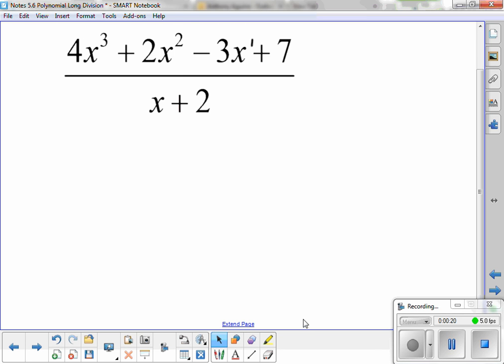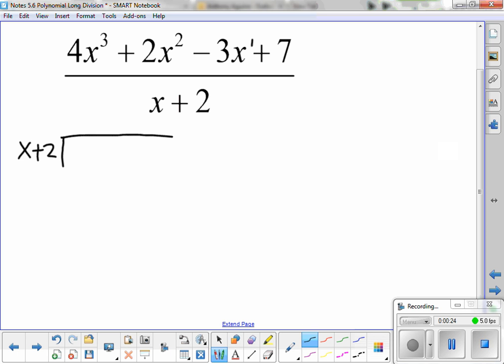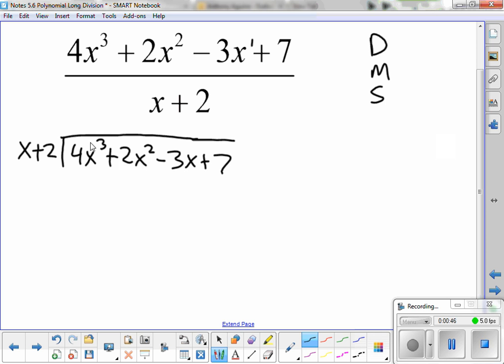So you're going to take the x plus 2, put it outside, and then inside your division, you're going to have 4x cubed plus a 2x squared minus a 3x plus a 7. All right, no placeholders are needed because you basically have x cubed, x squared, x first, and then no x's. So the first thing is you want to divide your polynomial by this polynomial, the division step. So you're going to divide, then you're going to multiply, then you're going to subtract, and then you're going to bring down. So those are the steps.